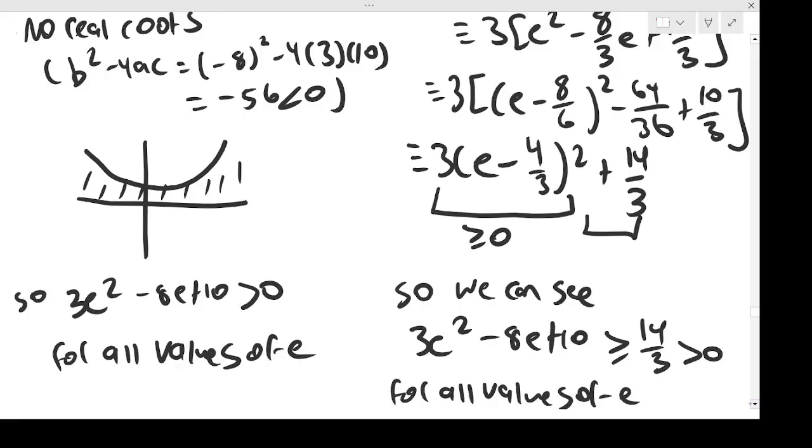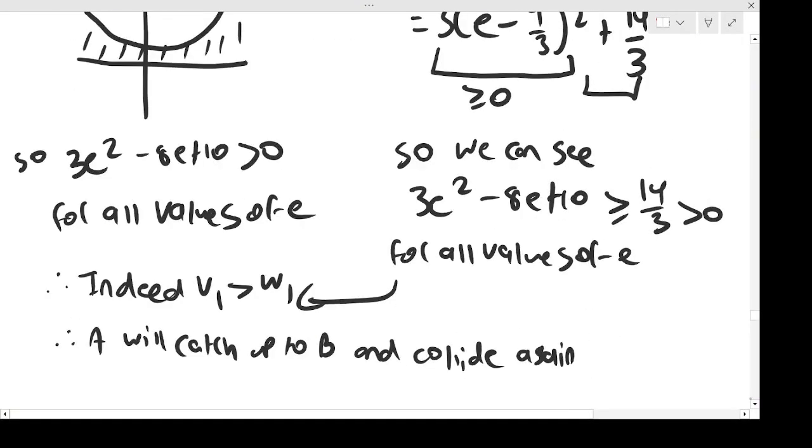And so again, it's that idea that v1 is bigger than w1, so A will catch up to B and collide again. So there we are. Ultimately, you should be able to conclude that for any value of e, no matter what, the inequality will be satisfied, and so indeed A will have a bigger speed than B, allowing A to catch up to B, and they collide once more.